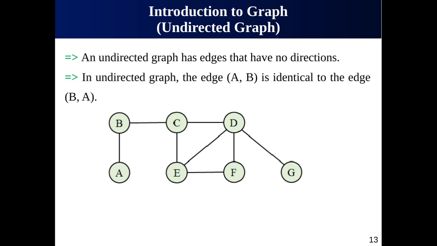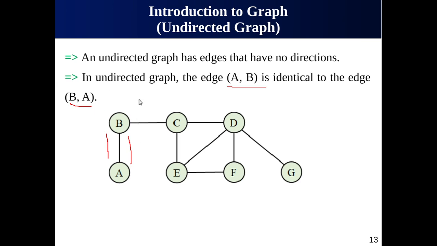There is a property of undirected graphs: the edge between any two vertices, suppose A and B, must be identical. It means the edge from A to B is identical to the edge from B to A. If you move this way or this way, let's suppose the cost is equal. So in the case of an undirected graph, if there is a link which is connecting two nodes, then it is identical either from A to B or from B to A. It is the same thing.